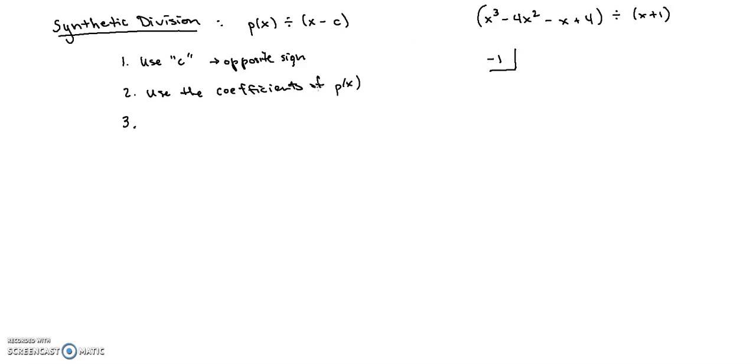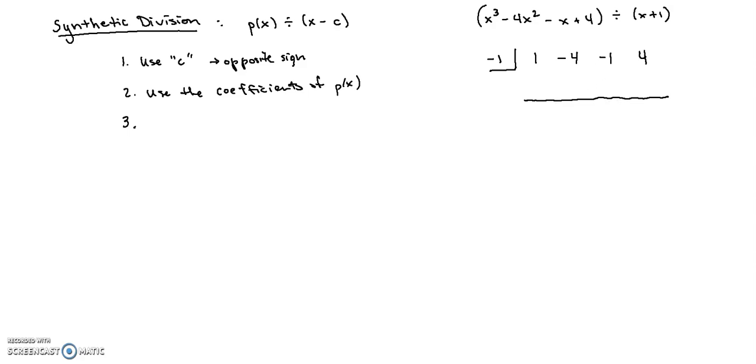And then the second step is to use all the coefficients of p of x. So all of these numbers out front, with the sign. And if any are missing, we have to fill in a 0 to hold the place. So we've got coefficients of 1, -4, -1, and +4. We're going to leave a space and then write a line right here.